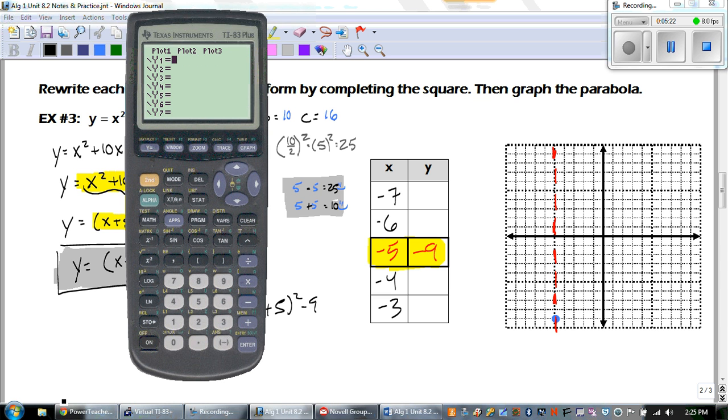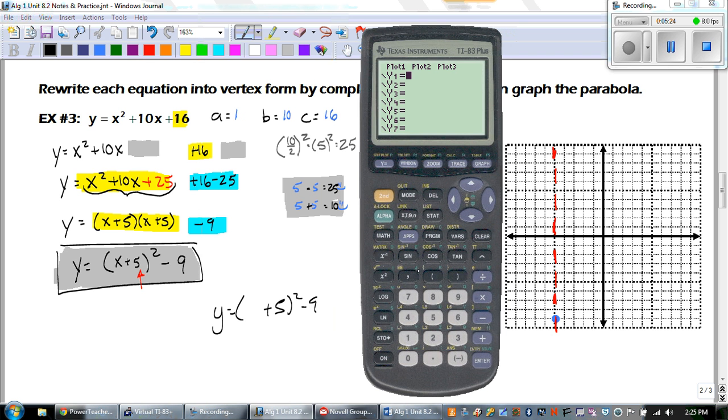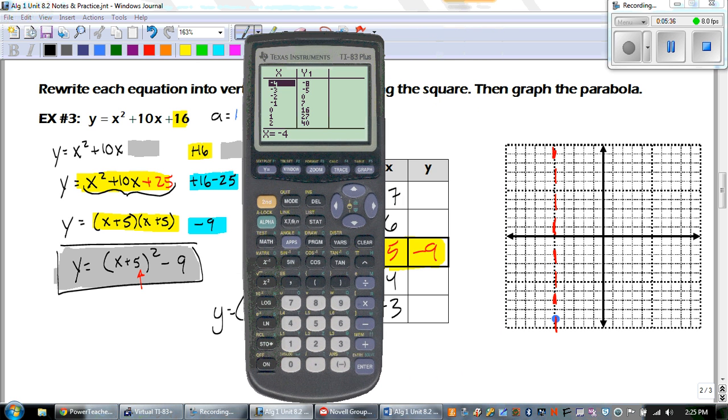Our equation was x plus 5 squared minus 9. My vertex was at negative 5, negative 9, so I want to make sure I can see those points.